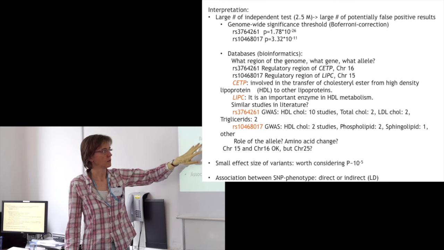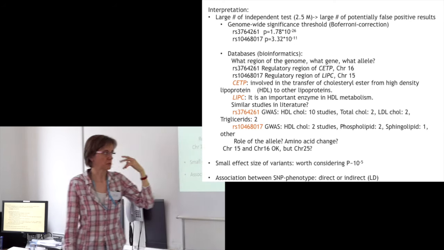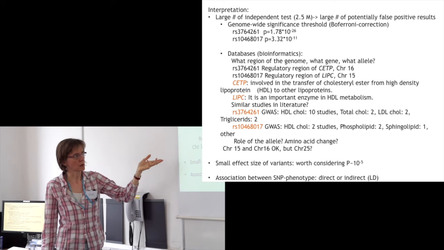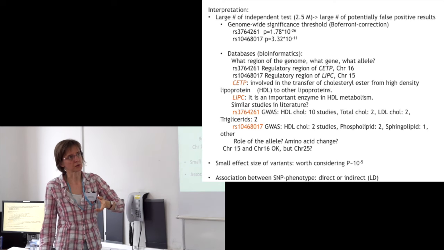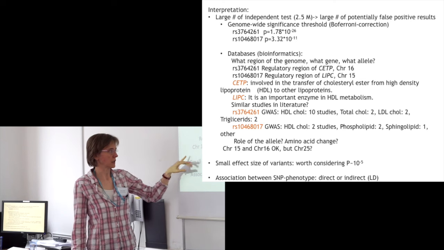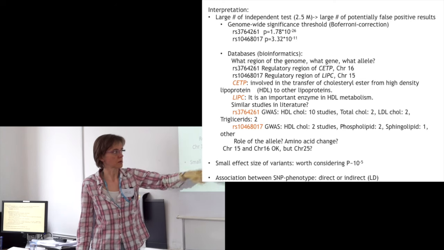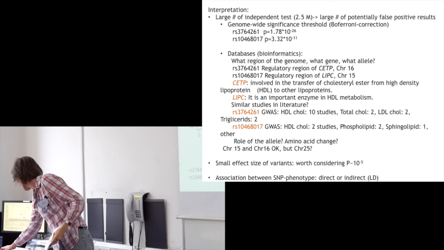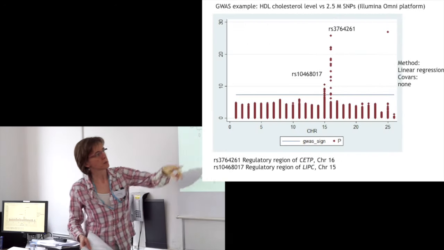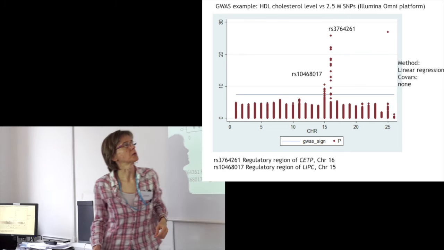Then I can check what is the role of the allele. This is not going to change an amino acid because it's a regulatory region, but does it have an effect on transcription or anything of the gene? It's worth checking as well. So based on all of this, the chromosome 15 and 16 results are fine. But if I go back, there is something on chromosome 25, which is the homologous region between X and Y, on its own in the top right corner.